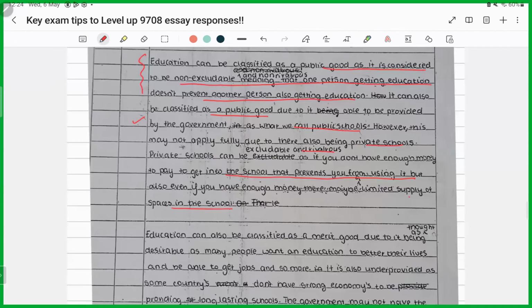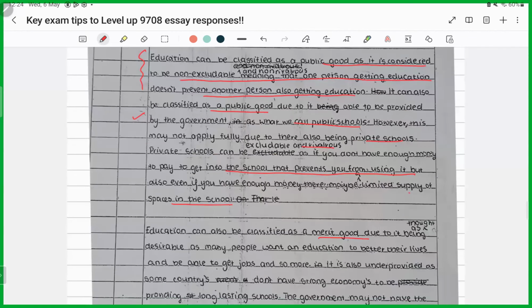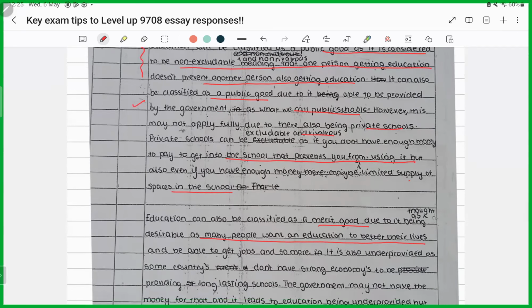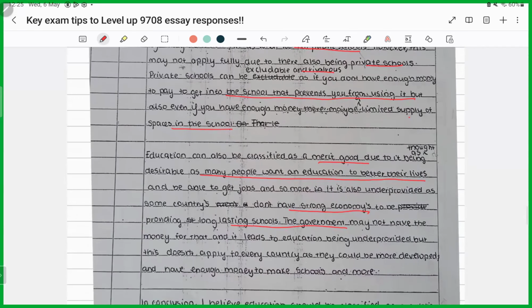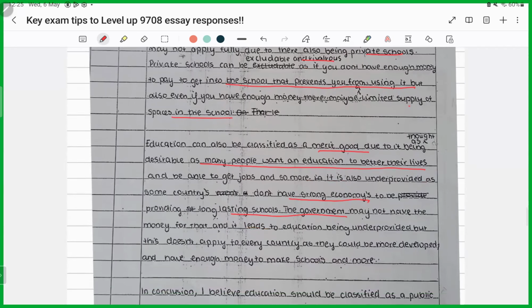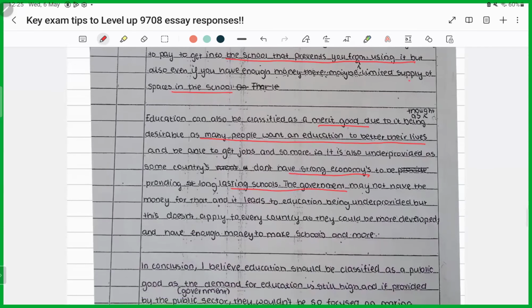Education can also be classified as a merit good due to being desirable, as many people want education for better lives or jobs. It is also underprovided, as some countries do not have strong economies to be providing long lasting schools. The government may not have the money for that, and it leads to education being underprovided. More could be developed and have enough money to make schools and more.